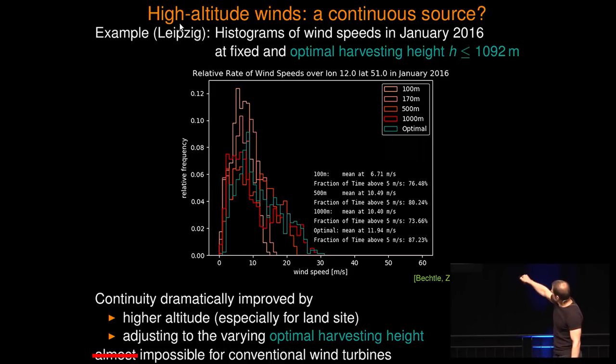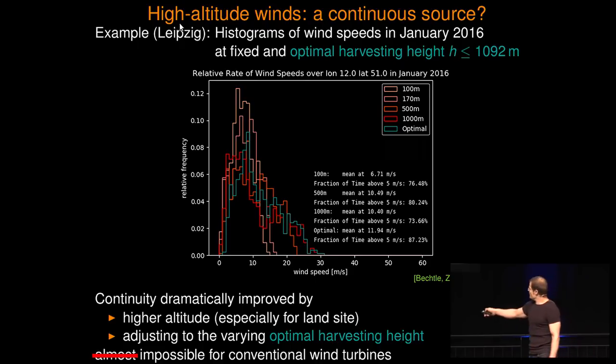These are the histograms for 100, 170, 500, 1,000 meter, and for the optimal height, if you adjust your height. One thing you can see is that the mean is clearly shifted to higher wind velocities if you increase the height. Also, if you harvest at optimal altitude, you shift the whole probability distribution to the right. What increases is the fraction of time above 5 meters per second, which is the cut-in wind speed where your wind turbine starts producing energy. The probability of having such winds increases from 76% to 87%, which is quite a lot of increase.